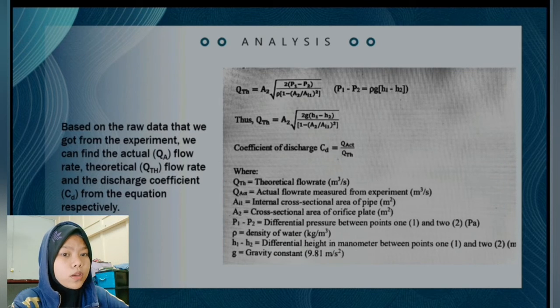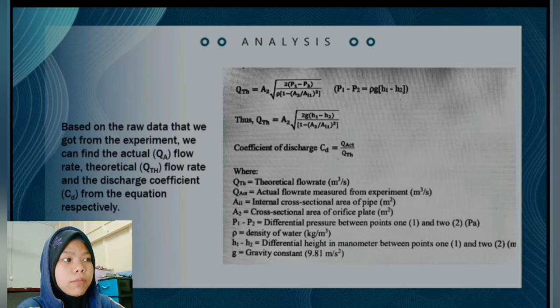Thus, the final equation of the theoretical flow rate equals the cross-sectional area of the flow rate times the square root of 2 times the gravity constant times the differential height in the manometer between 2 points, divided by 1 minus the cross-sectional area of the flow rate divided by the internal cross-sectional area of the pipe, to the power of 2. The discharge coefficient can be calculated by dividing the actual flow rate that we measured from the experiment by the theoretical flow rate that we get from the equation above.